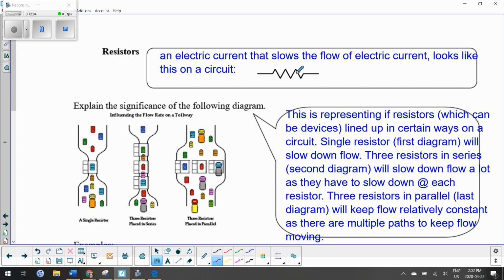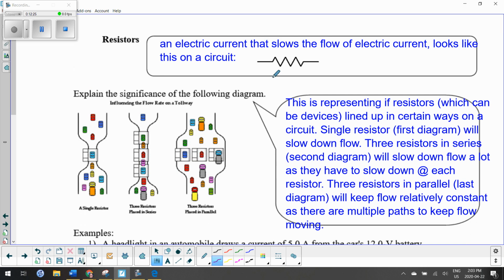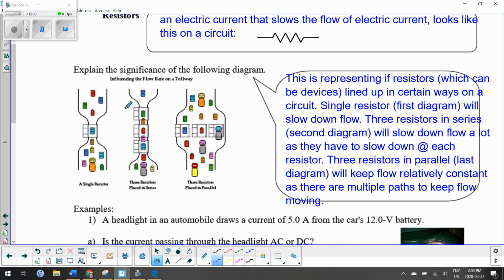Now, a resistor can actually be any device. If you have a light bulb, that actually resists the flow of electricity as well. Anytime you put a device in a circuit, it's acting as a resistor. We can also put in resistors if we do want to slow down the current. There is an actual component called a resistor that you can put in for that sole purpose.